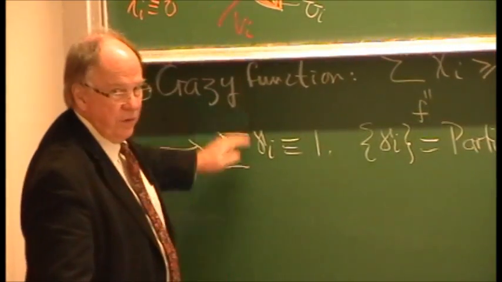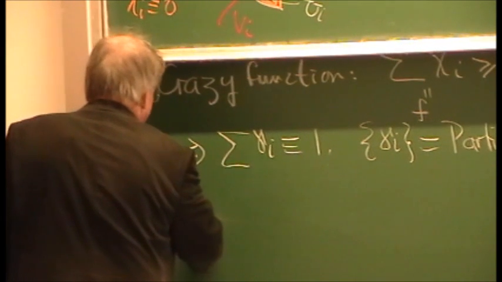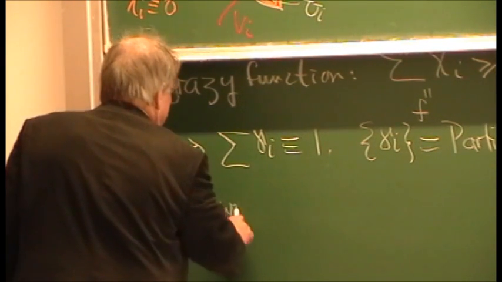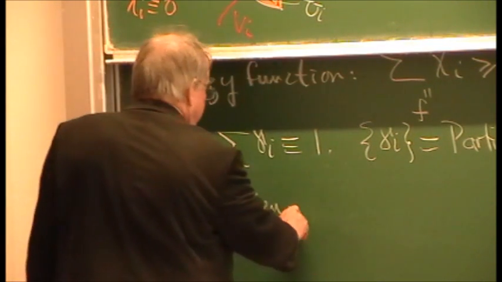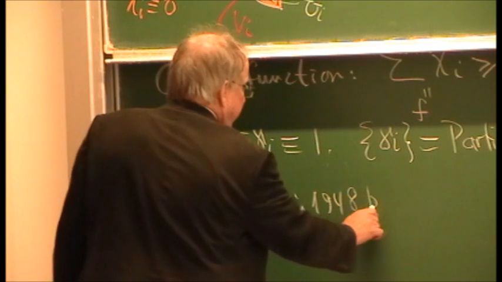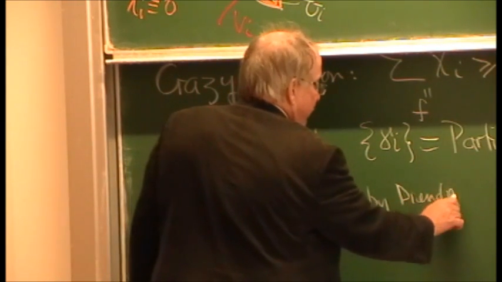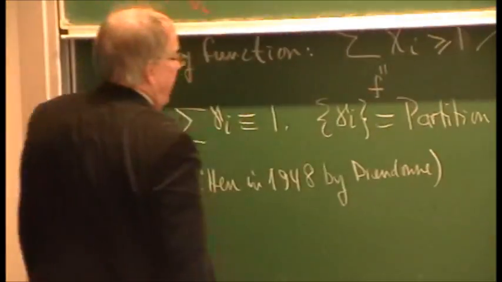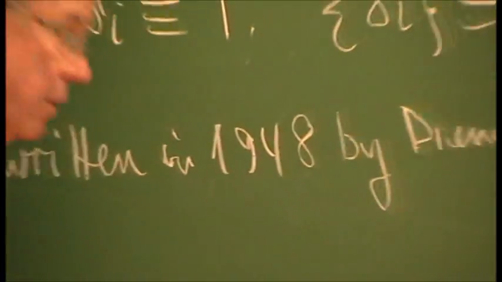I should comment that this was first written down, as far as I understand it, very, very late in mathematics, in 1948, by whose name? He realized that you really need these things, and so he really constructed these partitions of unity. Very expensive.